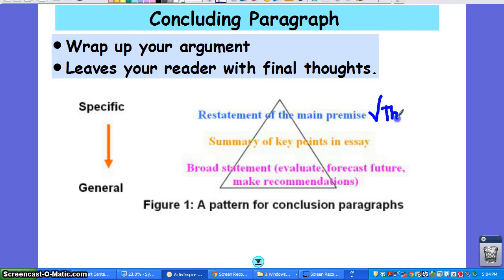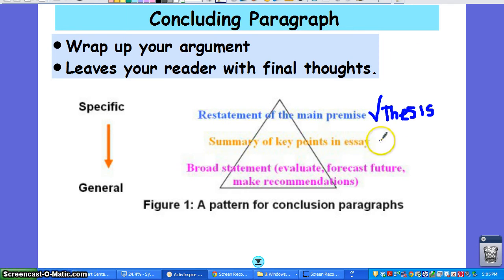And when you restate it, you want to make sure that you're not just saying the exact same thing as the thesis statement from the introduction. You want to use slightly different words, so you really want to think about ways that you can sum up the main argument of your essay in a different way than when you first let your reader know what your essay was going to be about.